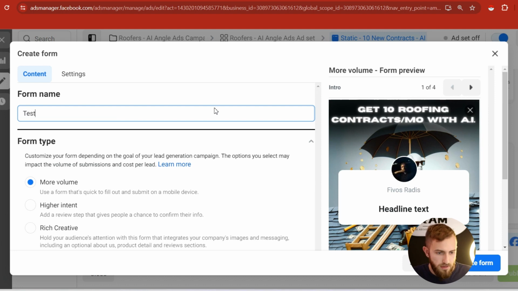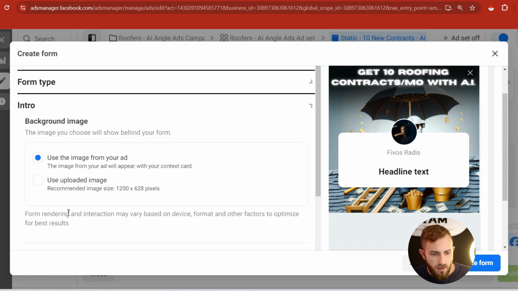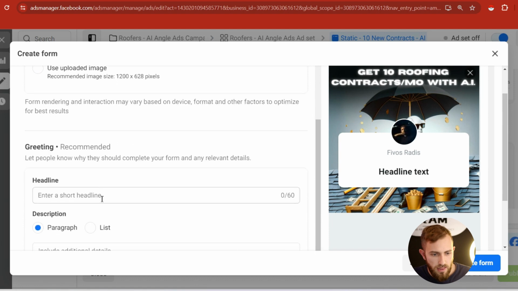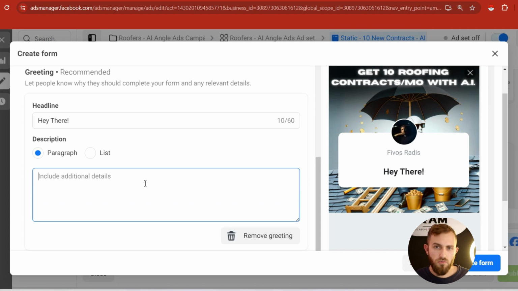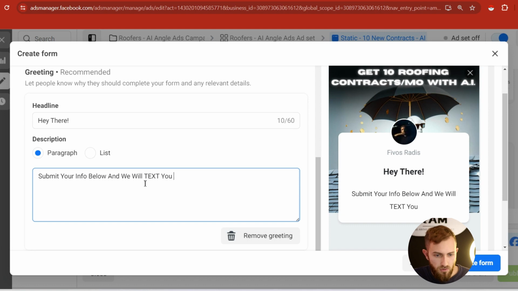For example, test. Then what I would do is click on higher intent. You go on intro, just leave this as it is. Headline, you can say just hey there. And then the best way that I know of to capture their phone number specifically is write something like that. Submit your info below and we will text you how it works.